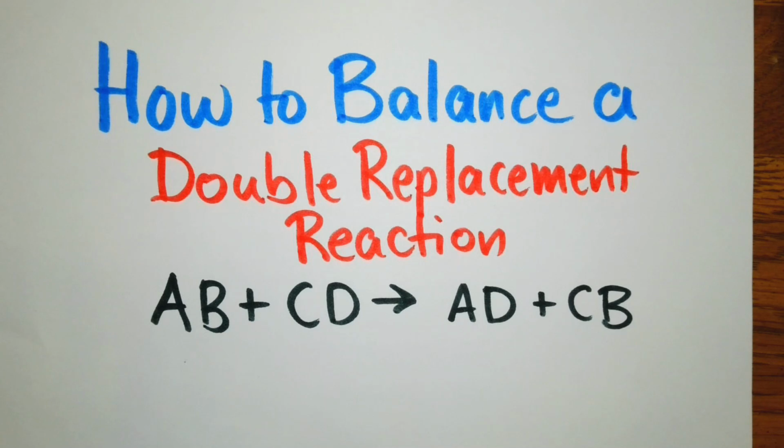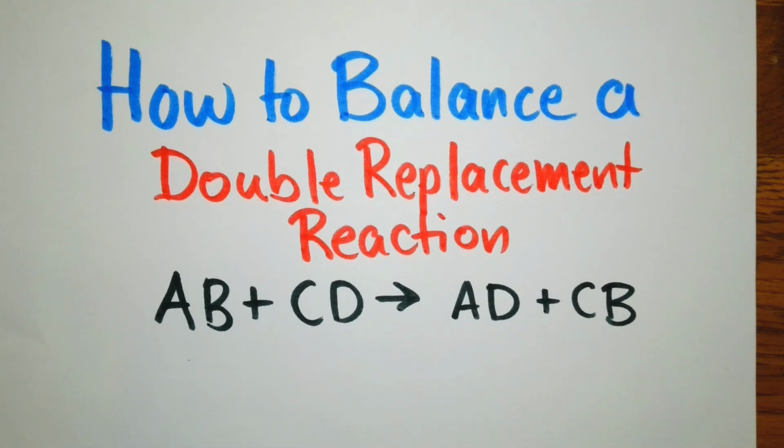In this episode, we will be learning how to balance a double replacement reaction. In the generic equation of a double replacement reaction, we have AB plus CD yields AD plus CB. So we have two ionic compounds, and basically all they do is switch the cations. So let's get on to our example.